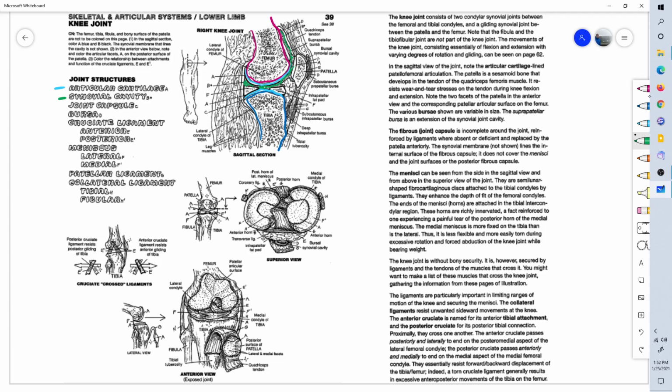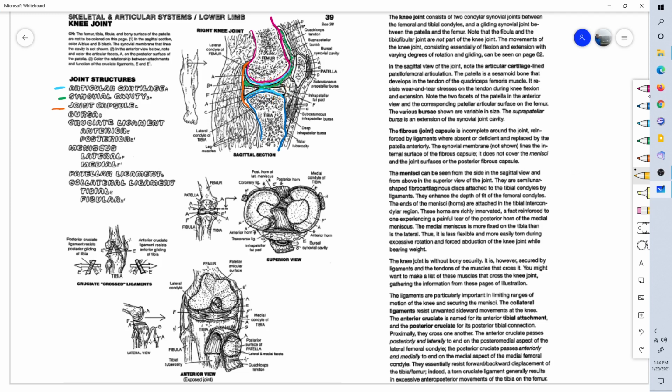Surrounding the knee and encapsulating and keeping the synovial fluid inside of the synovial cavity is the joint capsule. It's a connective tissue, kind of like a ligament, that surrounds and encapsulates the entire knee joint. So the capsule would be surrounding and encapsulating, keeping the fluid very tight inside of the knee.